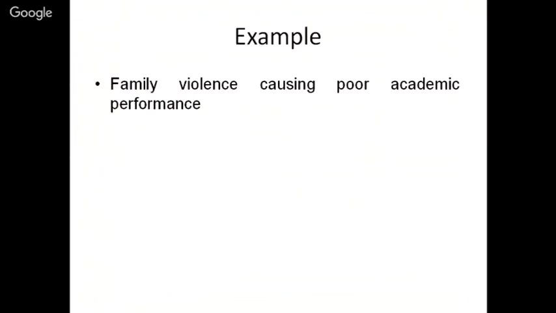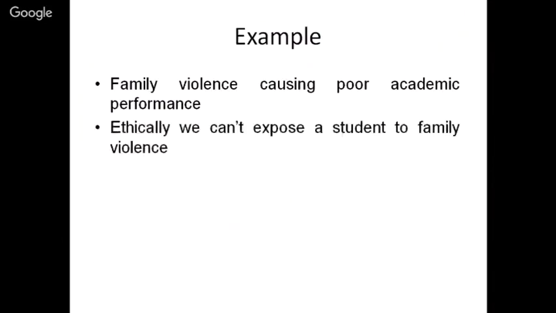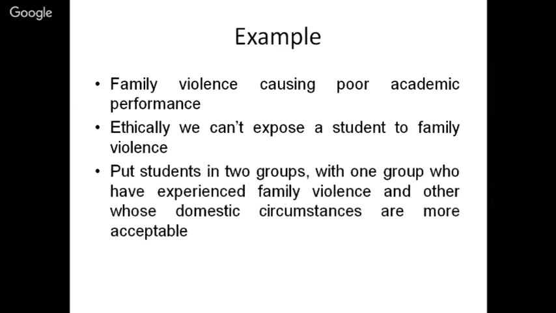Say family violence causing poor academic performance. Can I go for an experimental study? Can I induce family violence in certain homes and then see how the achievement is affected? I just can't do it. Ethically, it is wrong that I go for such a thing. Ethically, we can't expose students to family violence. So put students in two groups, one group who have experienced family violence and the other where domestic circumstances are acceptable. Then you see what can be the causes for it.